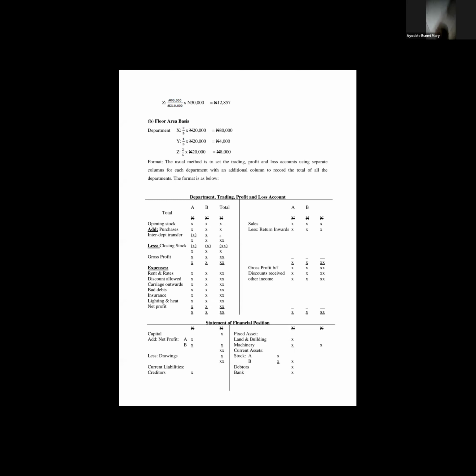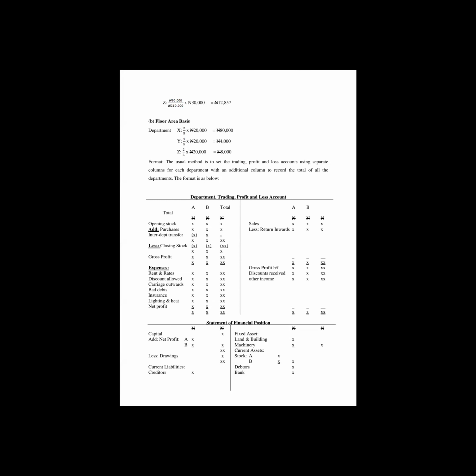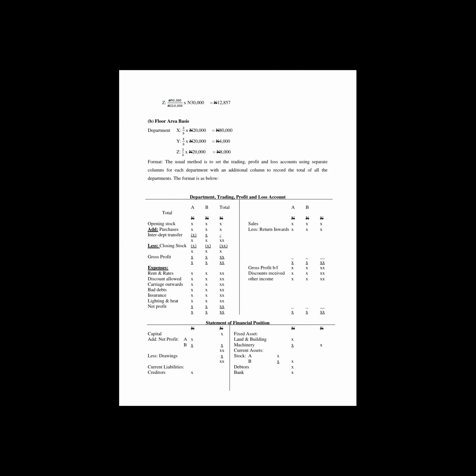So now, what we have is this. When we are apportioning a particular amount, they said a particular amount, 20,000 naira, was incurred on this particular expense. That is based on floor area, and it is shared among 3 departments on the ratio 2:1:2. So when you add the 2:1:2, it gives 5, isn't it? So X is 2/5, Y is 1/5, and Z is 2/5. So the rent and rates, which is 20,000 naira, to be shared among the 3 will now be.